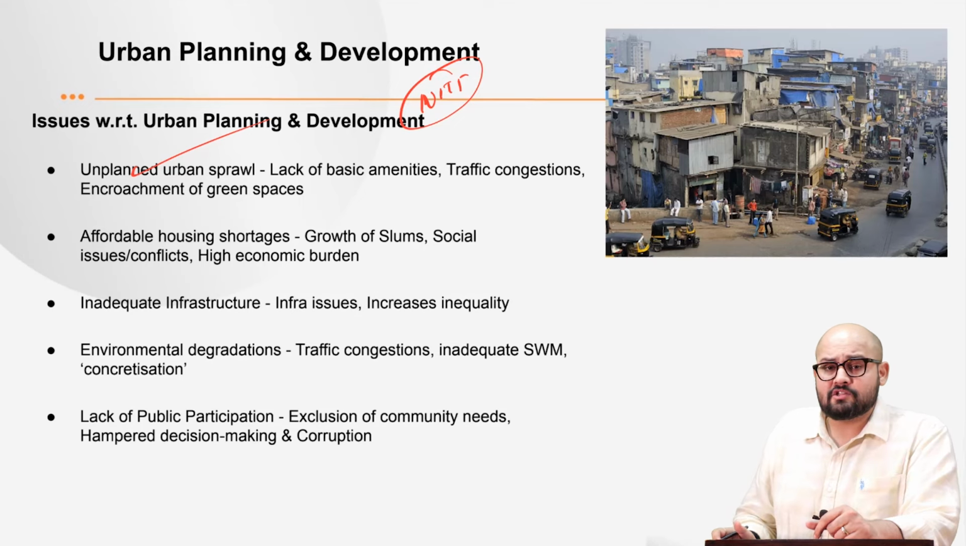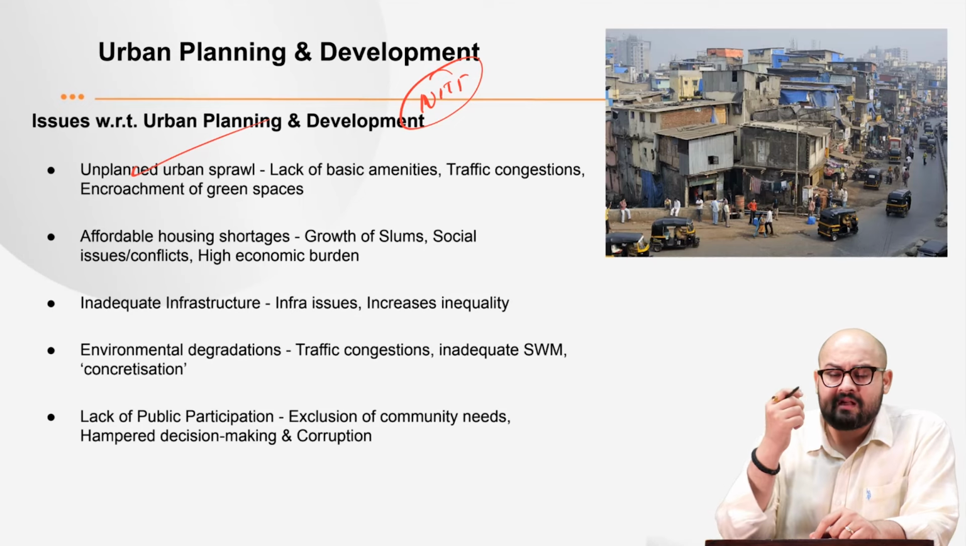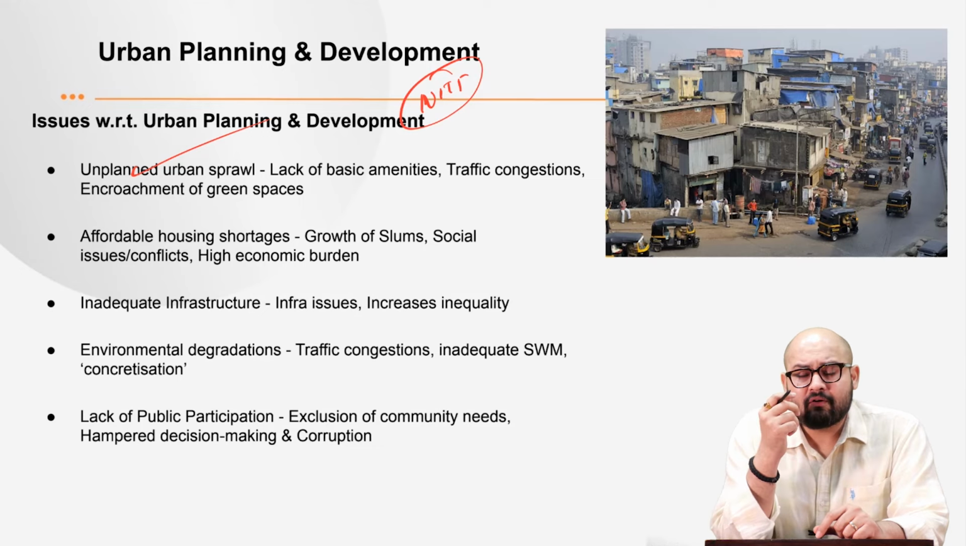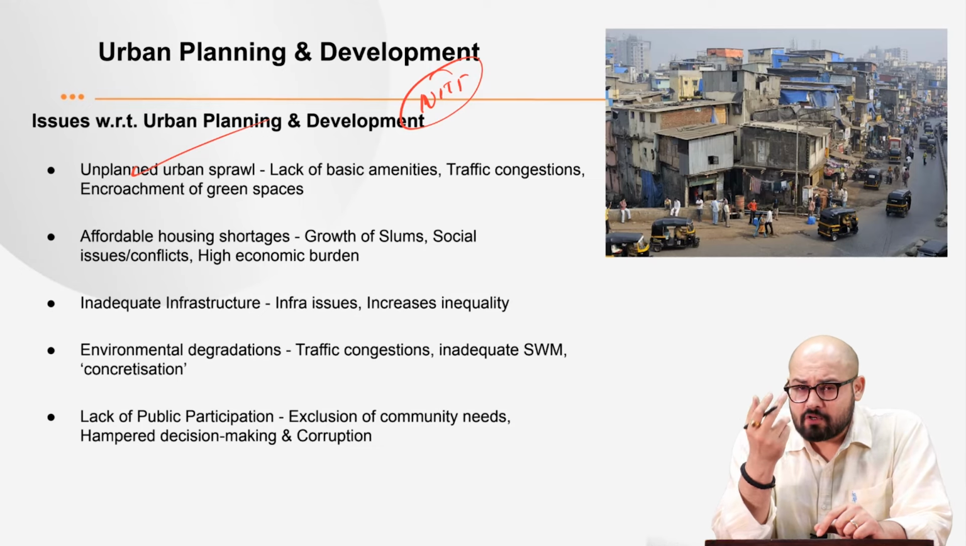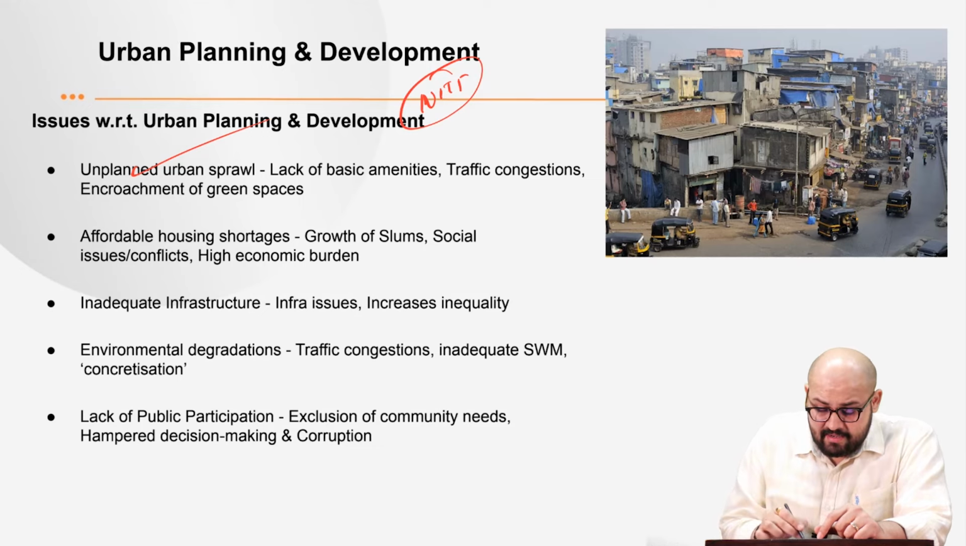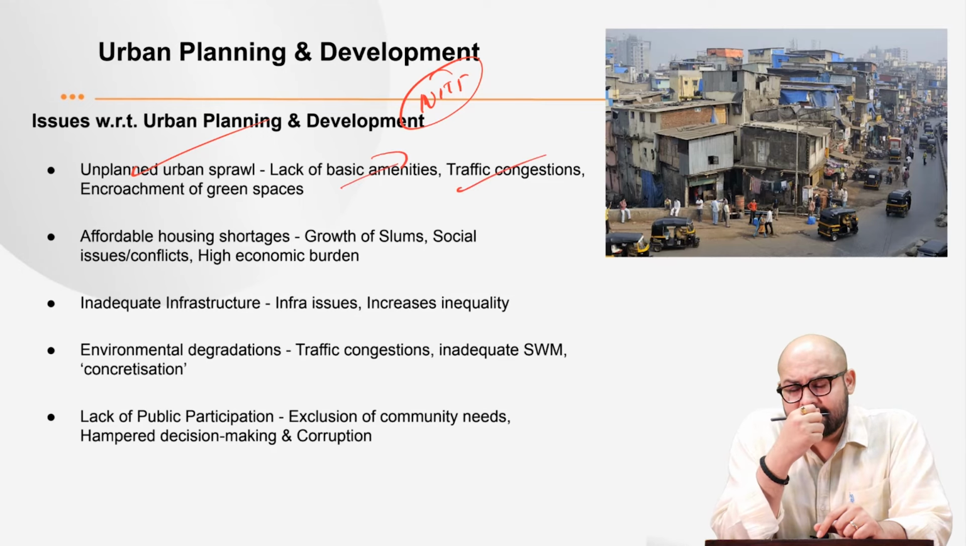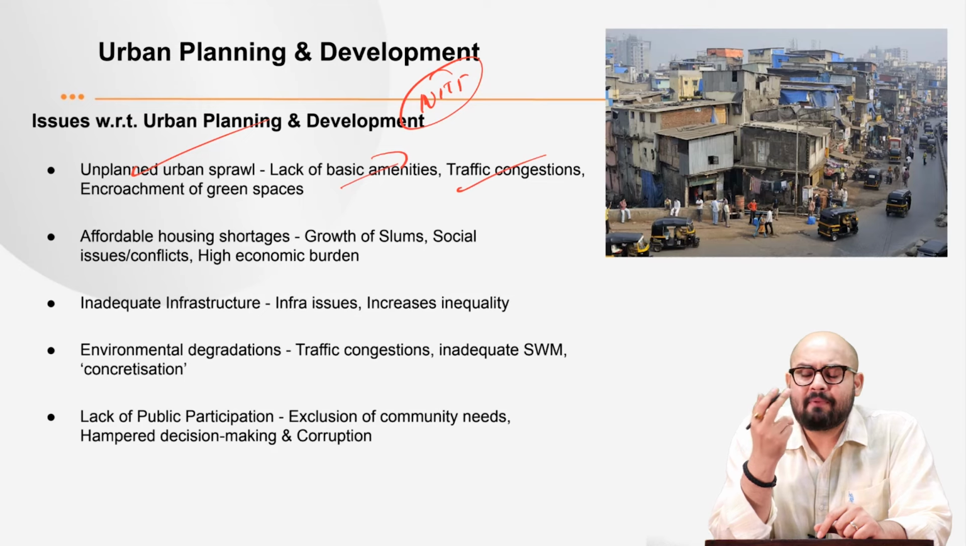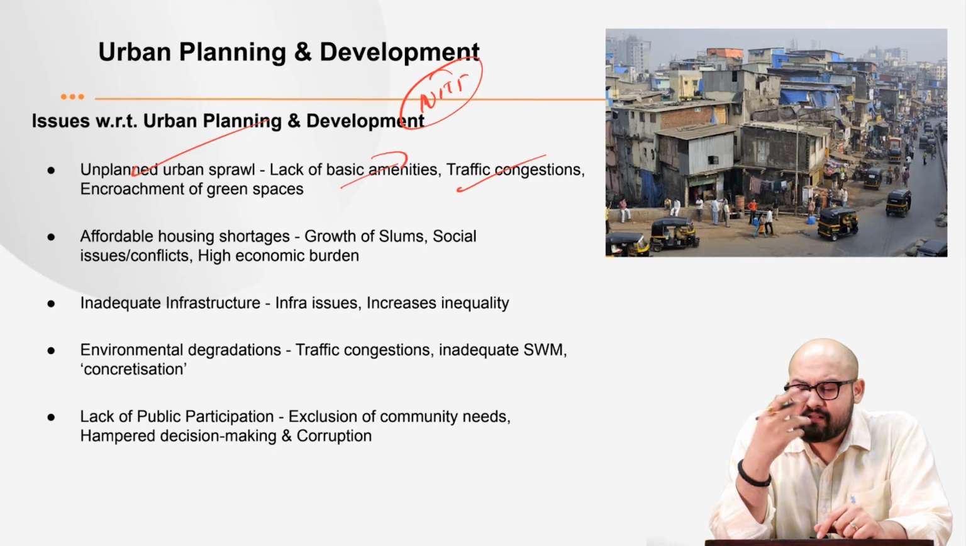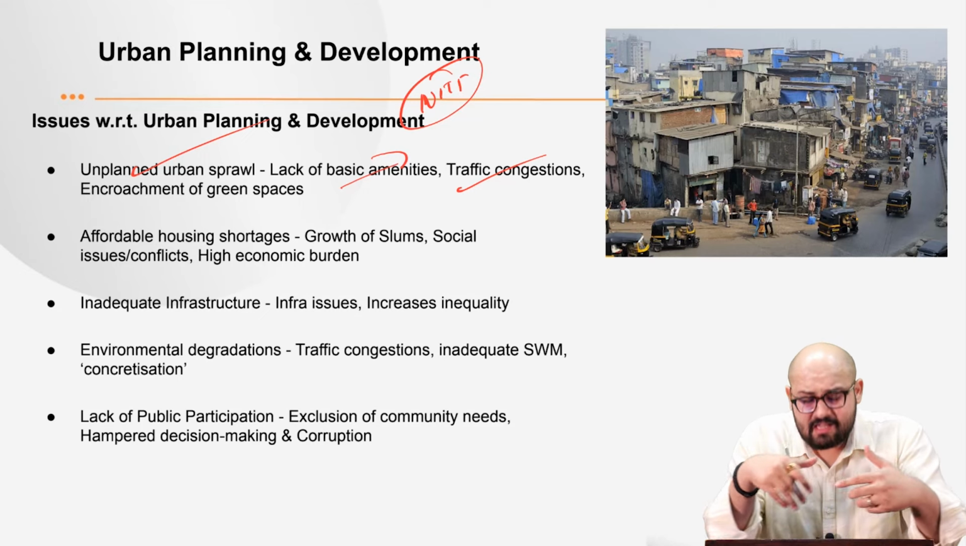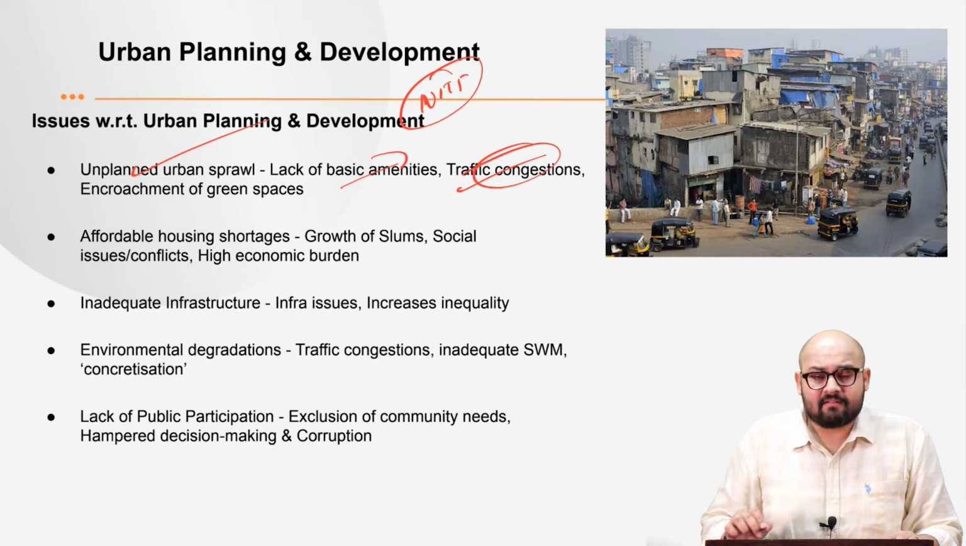Now, this leads to a condition of lack of basic amenities. For example, lack of water facilities, lack of sanitation facilities, lack of water storage facilities. Then you have got traffic congestion. Why does traffic congestion take place? See, you have got unplanned road networks, right? Because of the unplanned road network, there is congestion. Then you have got lack of public transportation. So all these things add up to make the traffic congestion.